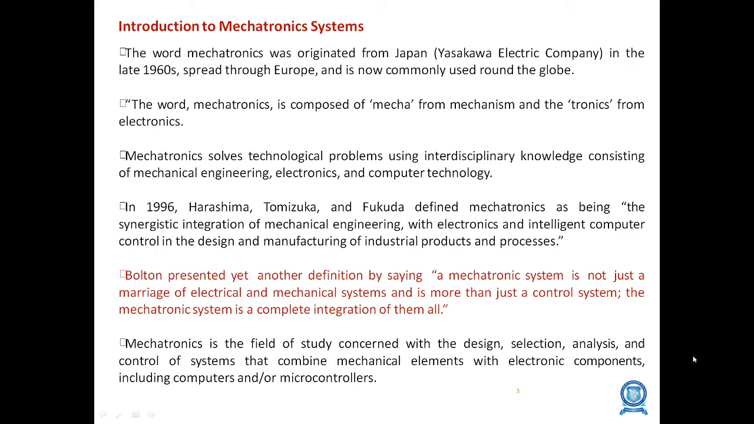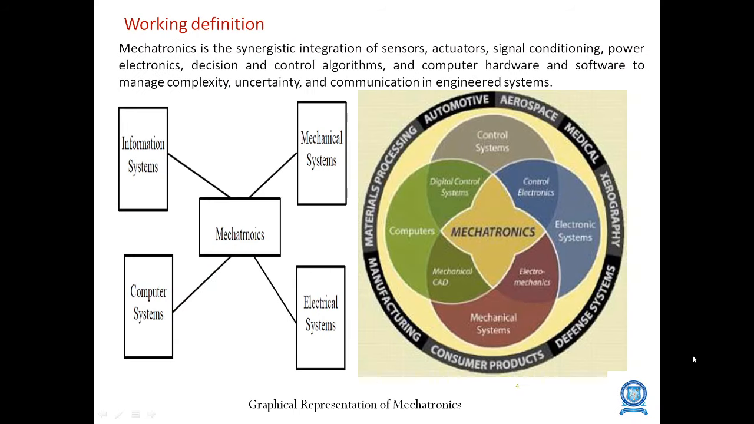Bolton presented yet another definition by saying a mechatronic system is not just a marriage of electrical and mechanical systems and is more than just a control system. The mechatronic system is a complete integration of them all. Mechatronics is a field of study concerned with design, selection, analysis and control of systems that combine mechanical elements with electronic components, including computers and microcontrollers.